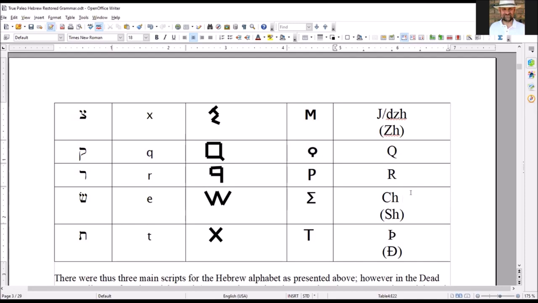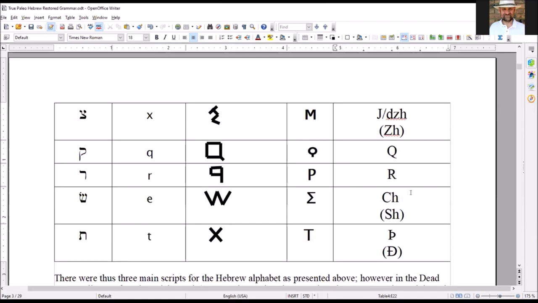The final letter is a tav. Why is it pronounced as a t and a th? Sometimes some people speaking it pronounce it as a T, others pronounce it as a TH. Why? I'll explain that in a second. But for the Shabbat and Sabbath, why is that the case?